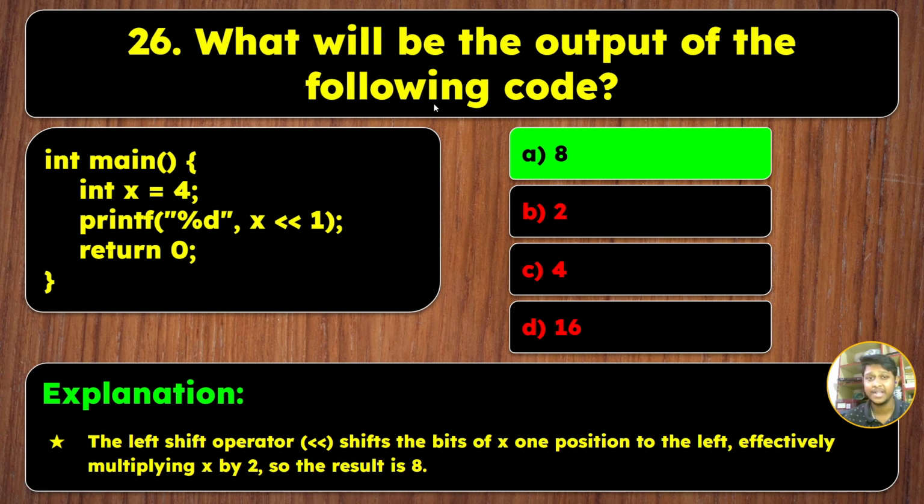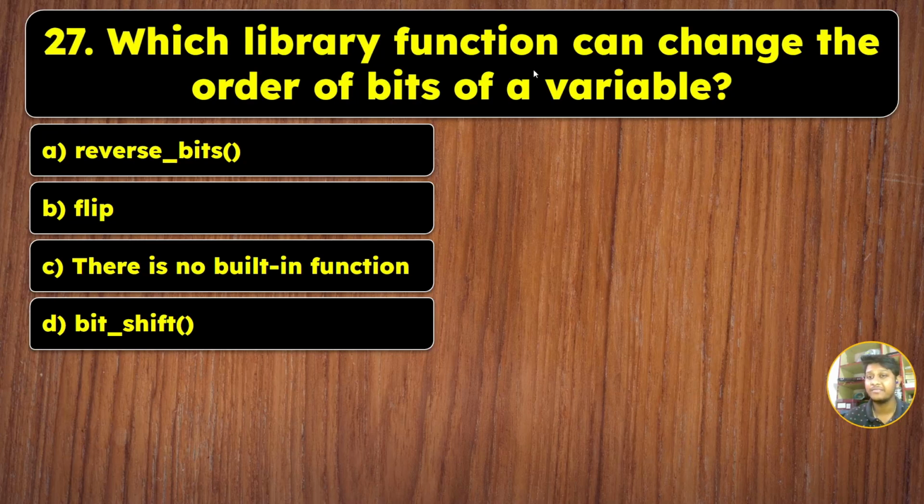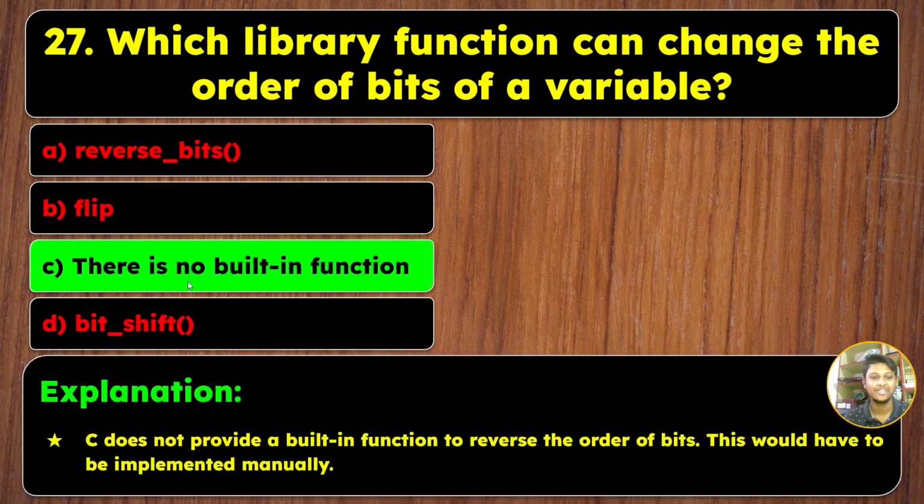Now let's jump to our next question. Which library function can change the order of bits of a variable? reverse_bits, flip, there is no built-in function for this, or bit_shift. So its correct answer will be option C actually. As you can read, C does not provide a built-in function to reverse the order of bits. This would have to be implemented manually by left shift or right shift operators.